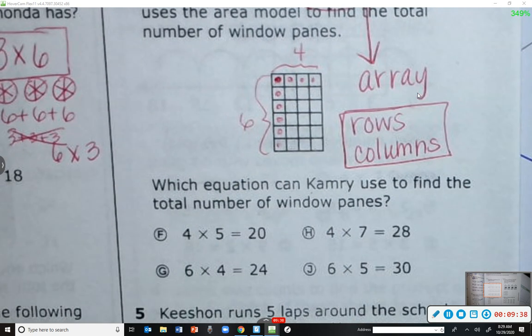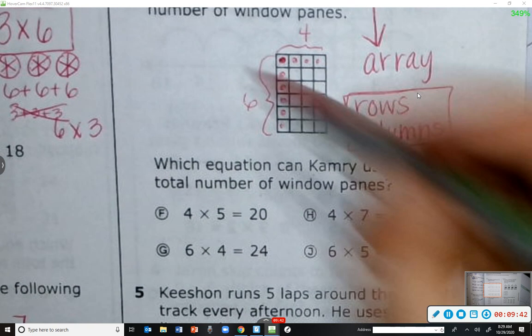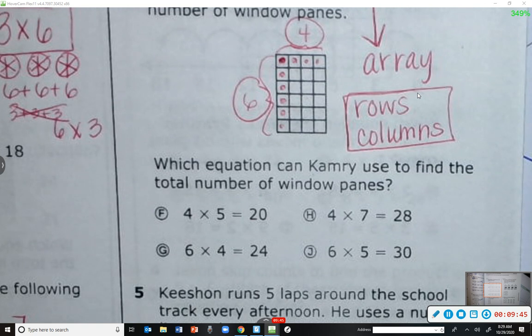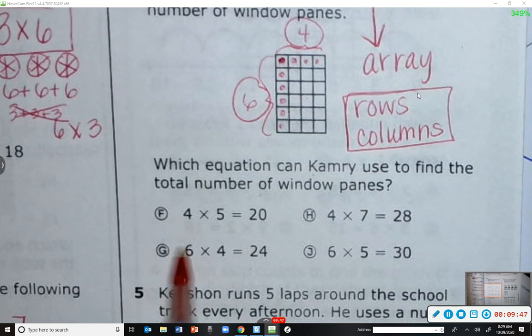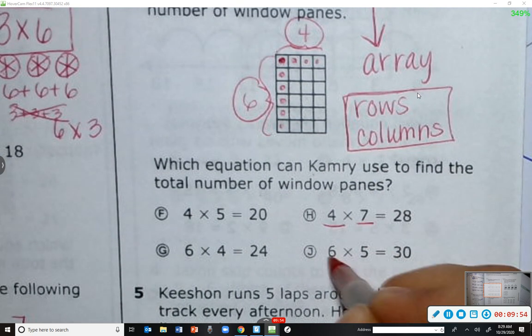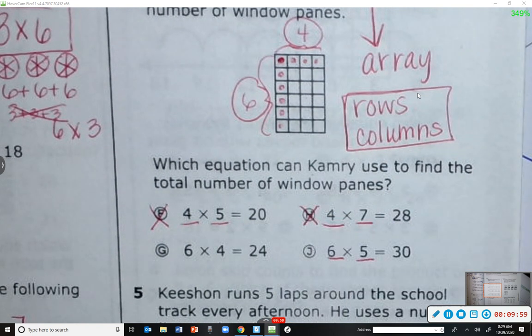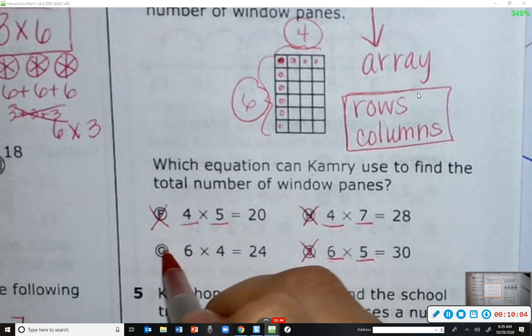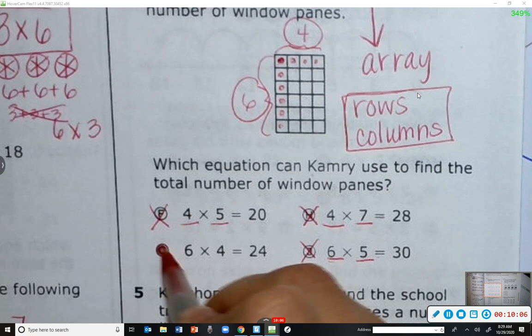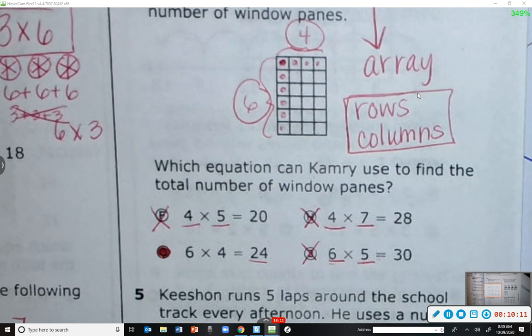Okay. Now I'm looking down at the bottom. I only see one answer choice that has the 2 numbers that we said. 4 and a 6. It's G. It has to be G. The rest don't even have the correct factors. 4 times 5, 4 times 7 is wrong, and 6 times 5. Okay, so 6 times 4 is the only one that uses our factors, and the total would be 24.